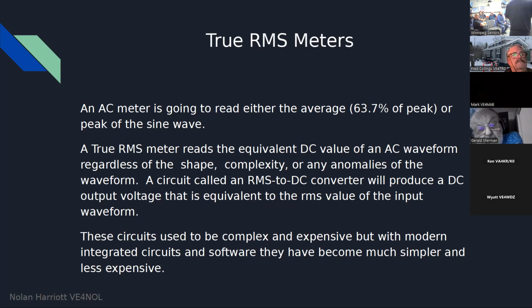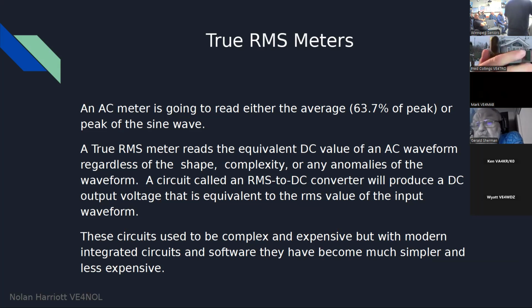So how do we do this? A true RMS meter is going to read the equivalent DC value of an AC waveform, regardless of the shape, complexity, or any anomalies in that waveform. If we're talking about just straight AC, right? But often we're using these in radio circuits where you're going to have different complexities or anomalies happening within that circuit, right? The waveforms are changing because we don't listen to pure tones. We listen to voices which change.